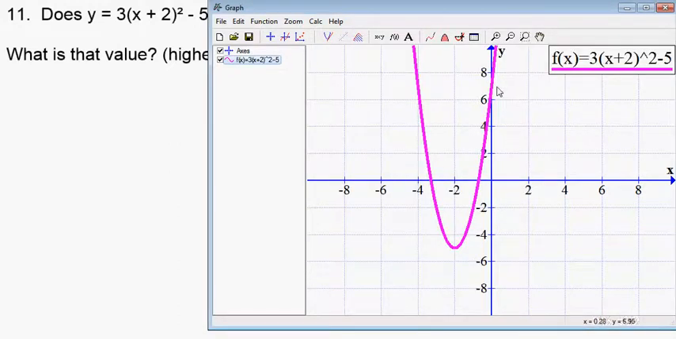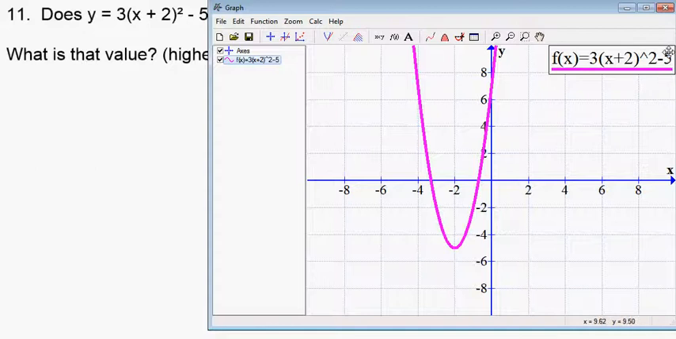And I can see on my graph, it shows the graph of that function. And up here in the legend, it shows me the function that I typed in. And I see, first of all, that my vertex is at x equals negative 2. My x coordinate is negative 2. And my y coordinate, the number on the y-axis, is negative 5. It's halfway between negative 4 and negative 6, so I know it's negative 5.